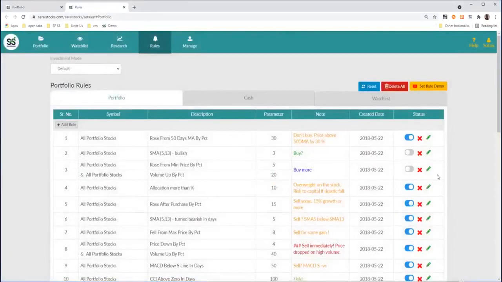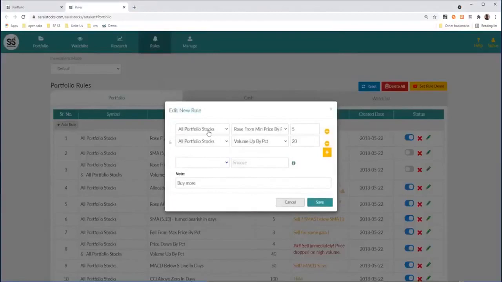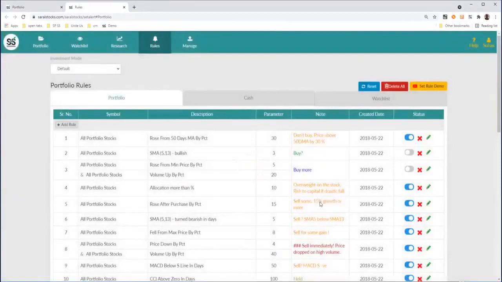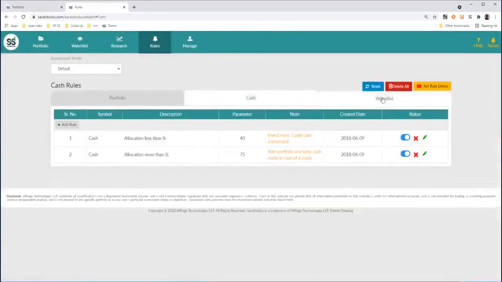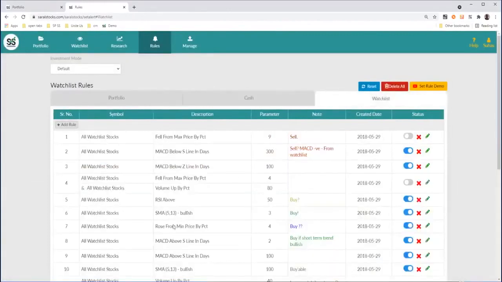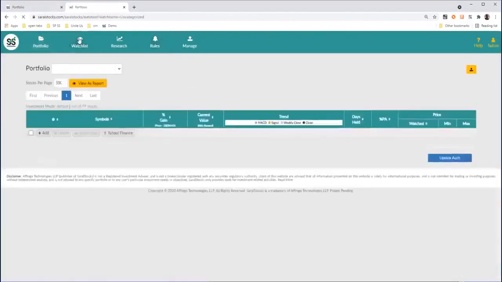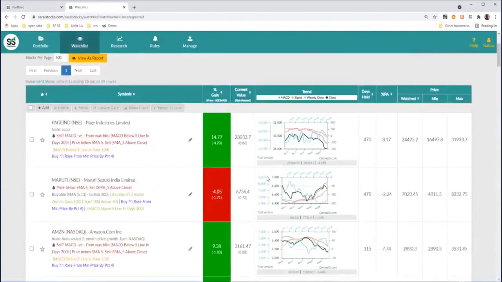You can also do a combinational rule. For example, this rule says if any stock in the portfolio has gone up by 5% or more and whose volume also has grown by 20% since yesterday, you should buy more as there is a demand on the stock. This can be set in the green color message, and when it gets triggered, it will show you on your portfolio page. This gives you an easy way to manage your watch list and quickly identify a stock without spending too much time.